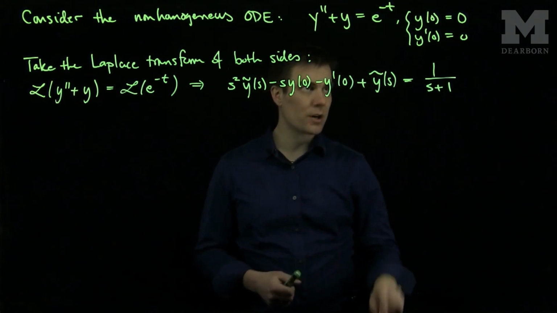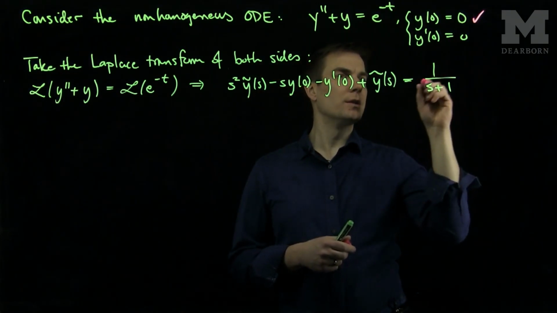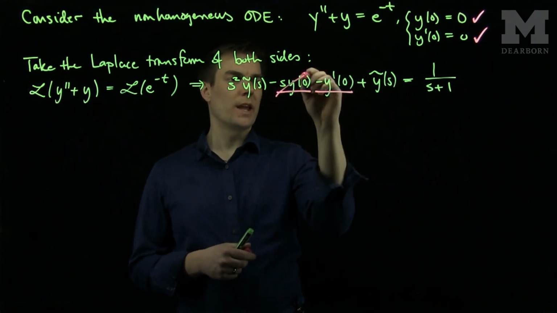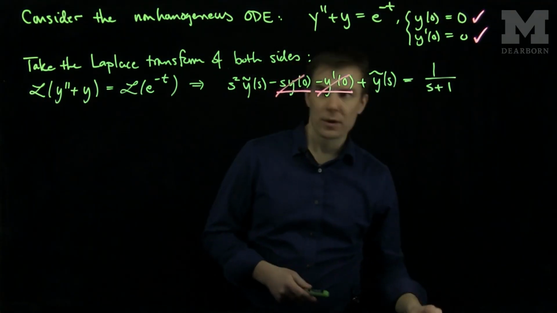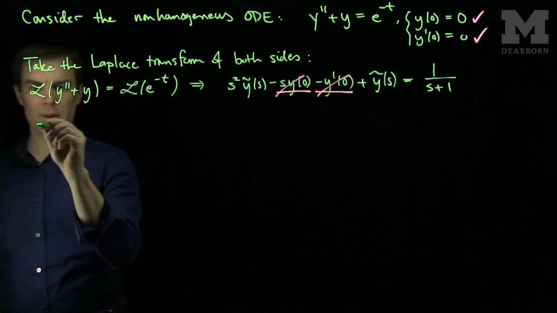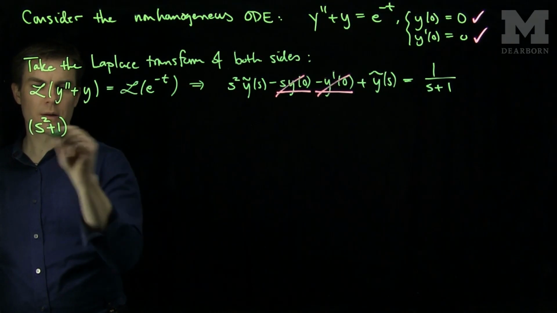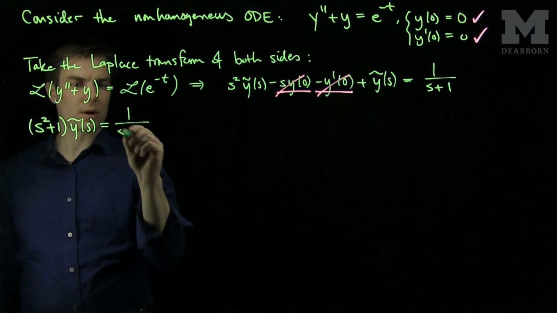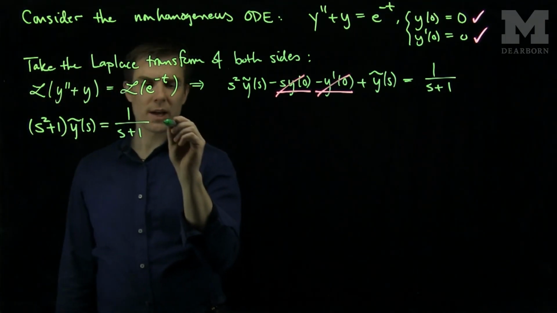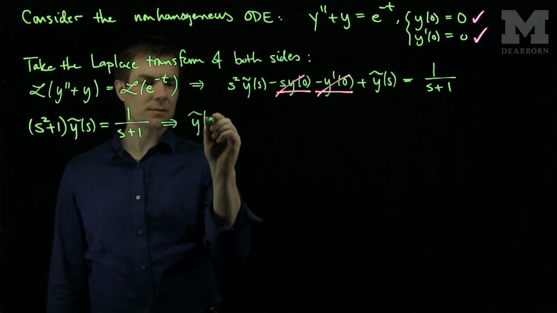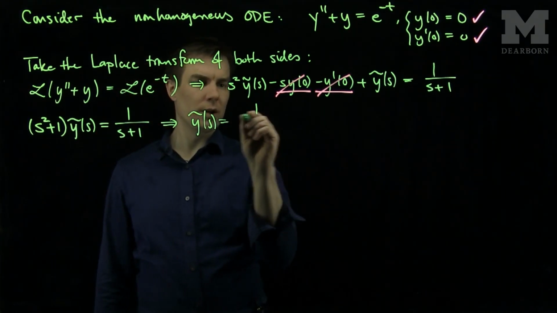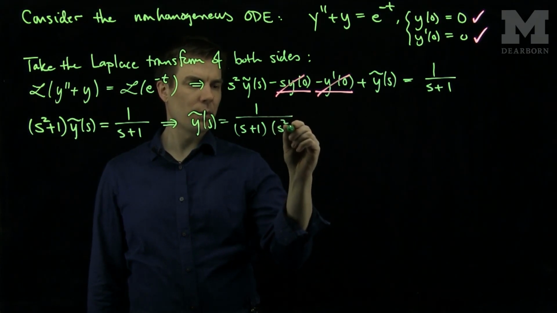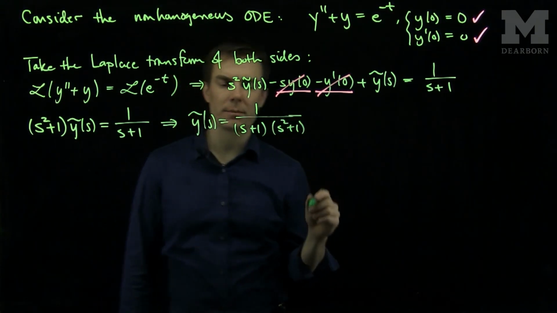At this point, we can use our initial conditions that y of 0 is 0 and y prime of 0 is 0, and that will mean that both these terms over here will cancel out. So we're left with s squared plus 1 times y tilde of s is equal to 1 over s plus 1, which tells me that y tilde of s is 1 over s plus 1 times s squared plus 1.